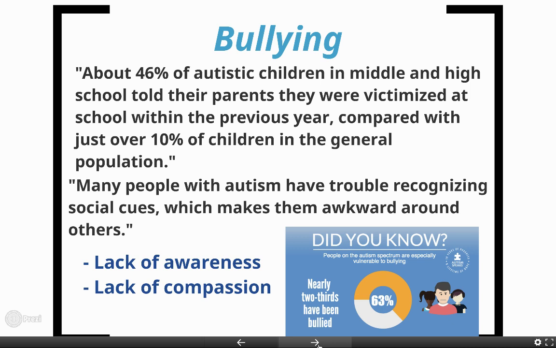The graphic on the right side is from autism.org and shows that nearly 2/3 of students with autism spectrum disorder have reported being bullied. And with a lack of compassion from peers, this can turn into bullying towards a student that is different from them.